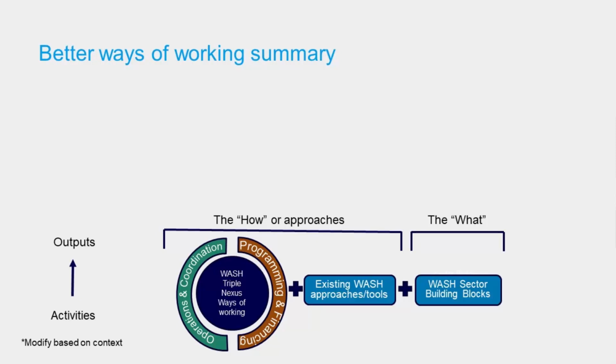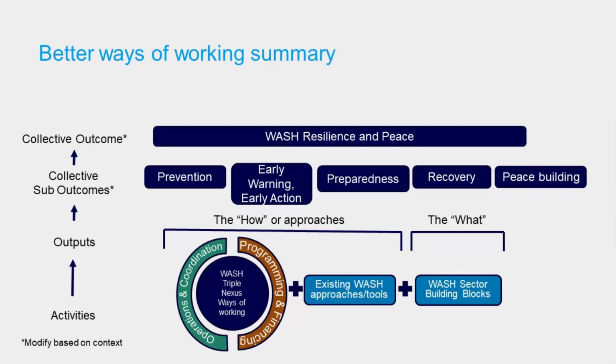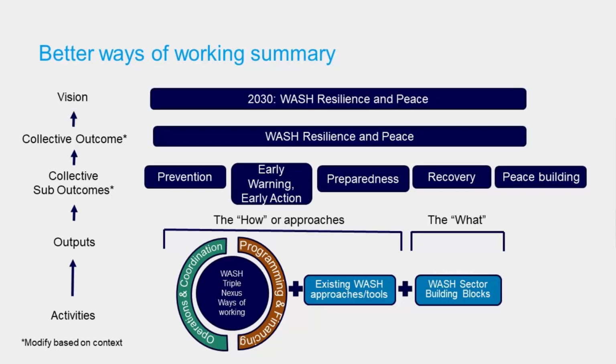So finally, this is the WASH resilience framework. I've talked about the approaches and how they can be applied to any type of WASH program or WASH sector building blocks, moving from activities to outputs. These will lead to our outcomes on prevention, early action, preparedness, recovery, and peace building, which work towards the context-specific collective outcome statement. And then overall, by 2030, aiming for WASH resilience and peace.